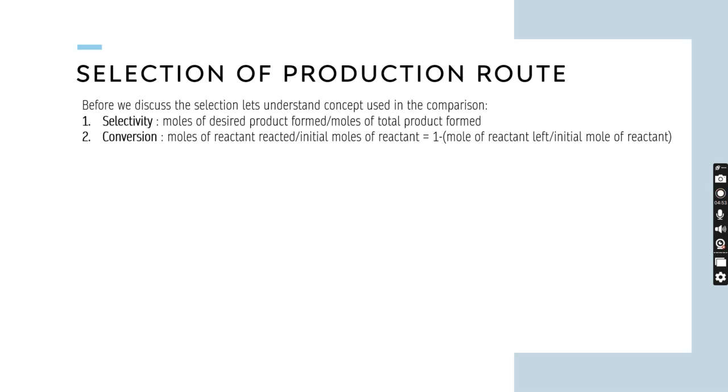Conversion is important because if you have a high conversion, it ensures that you are utilizing your raw material efficiently in one go. Then the next important thing is economic potential. It says selling price of product minus cost of raw material.